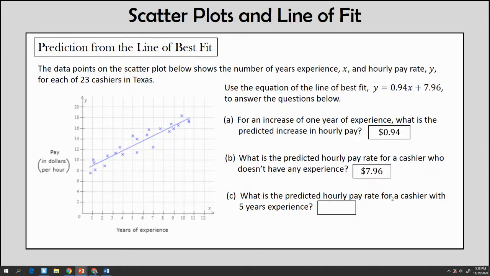And then what is the predicted hourly rate for a cashier with 5 years of experience? Now, we could go up here and make a guess. I could take 5, come up to the line and come across. But what we want to do is make the most accurate answer we can. Take our equation and in place of X, put 5. So 5 times 0.94, add them together. There's your exact answer, 12.66. According to this equation that's been written for the line of fit, that's the most accurate answer we can get. So we use the equation to get this answer.